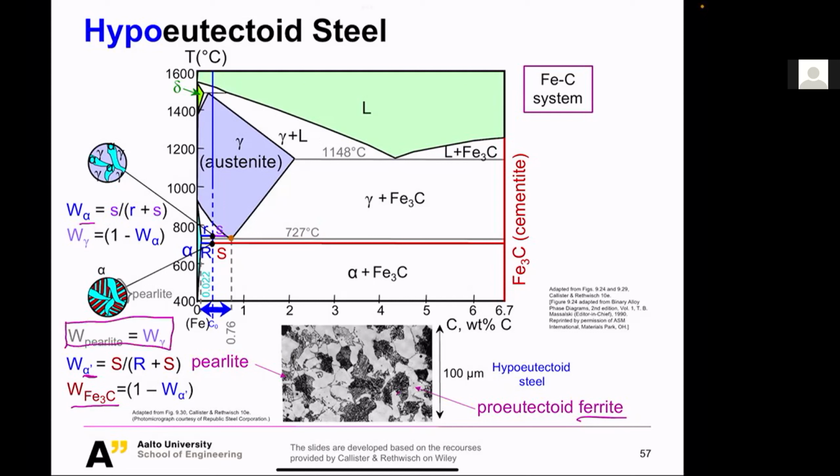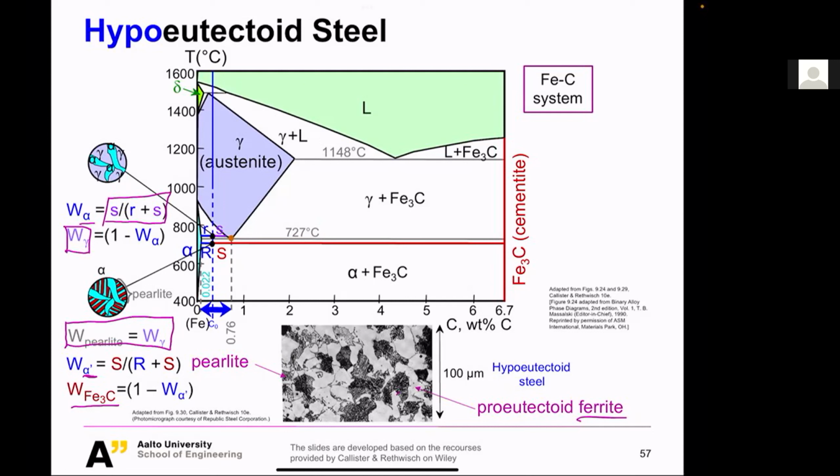The pearlite volume fraction is exactly equal to the volume fraction of your gamma phase, of your austenite, before it enters the eutectoid reaction, right? This pearlite fraction is exactly the same as this one. And the pro-eutectoid ferrite volume fraction should be calculated by this equation, not the capital S and capital R. All right, so I hope that is clear.